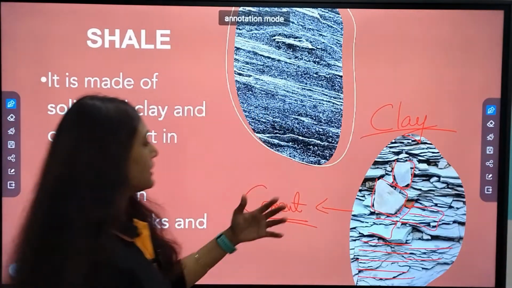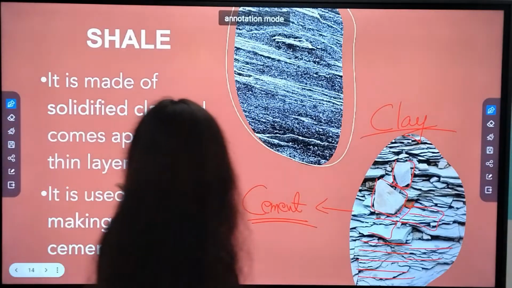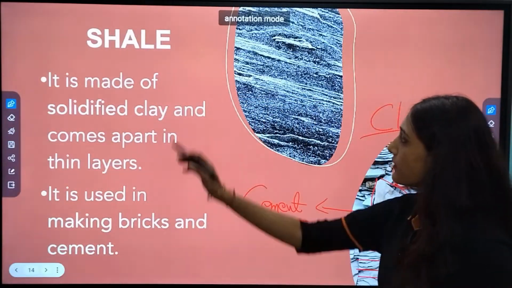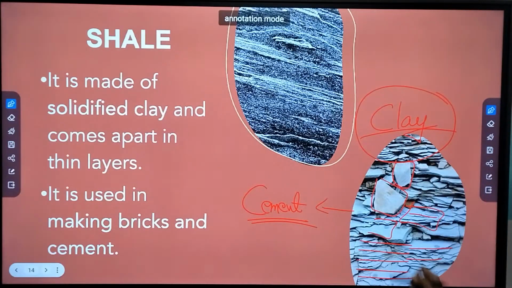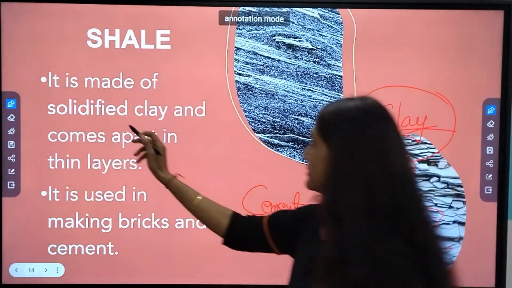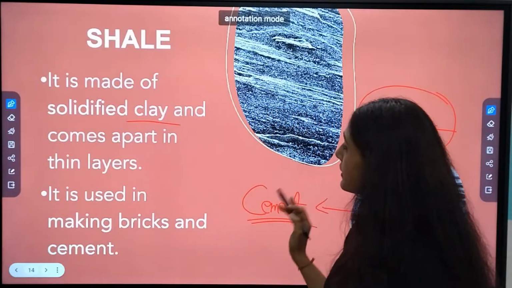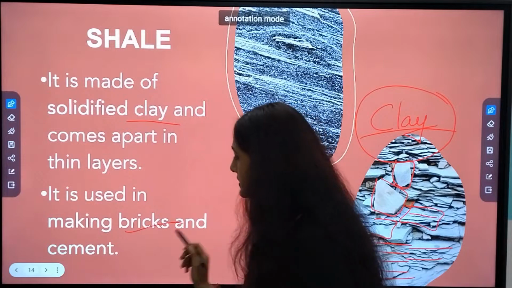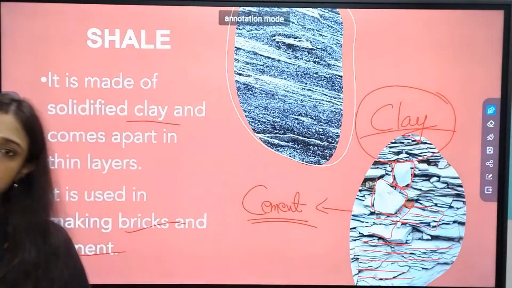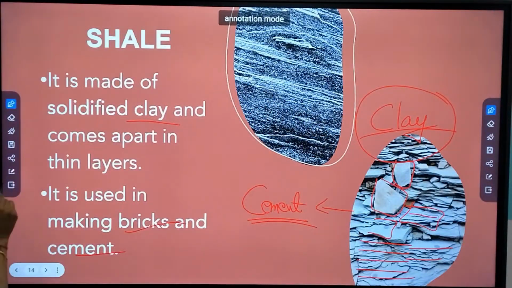So let's read. It is made of solidified clay. Just now I told you that it is made by deposition of clay, not sand, and comes apart in thin layers. It is used in making bricks and cements. Understood? Very easy.